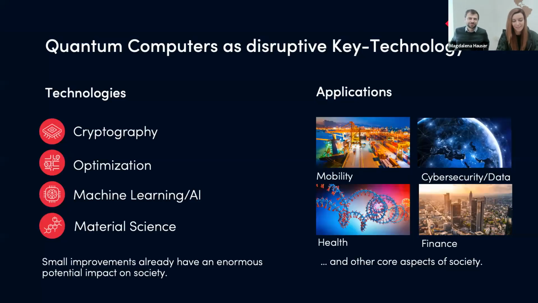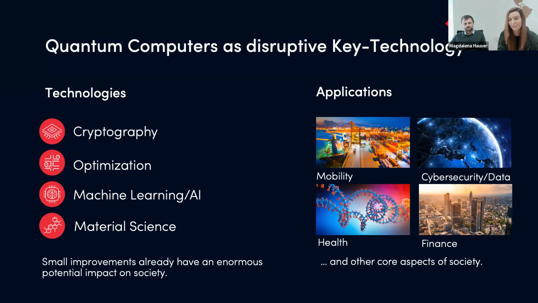So why do we think that quantum computers are important? We do think that quantum computers will be a disruptive key technology in many, many fields. When you think about cryptography, or as we said, optimization problems, and we define, by the way, optimization problems as one field that spans over all these categories. So machine learning also could be an optimization problem, as well as material science or material simulation.